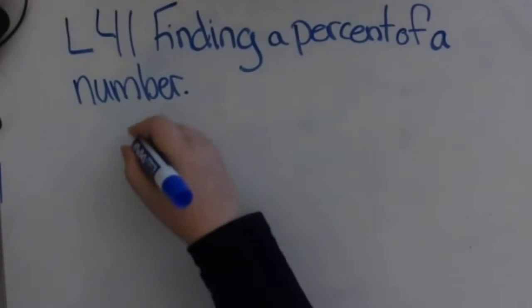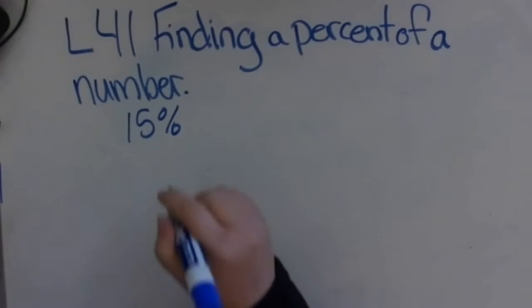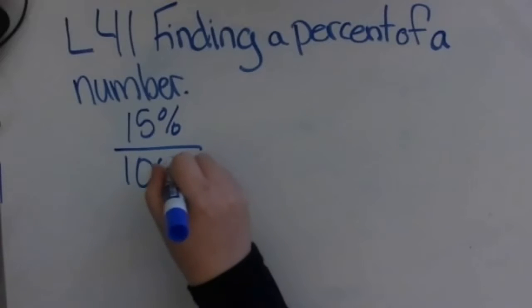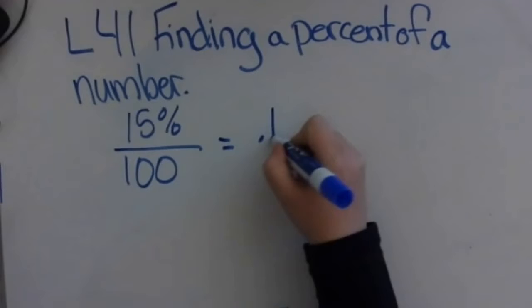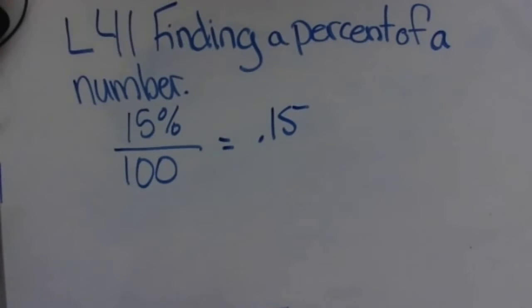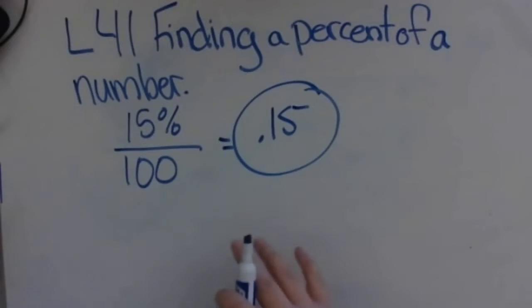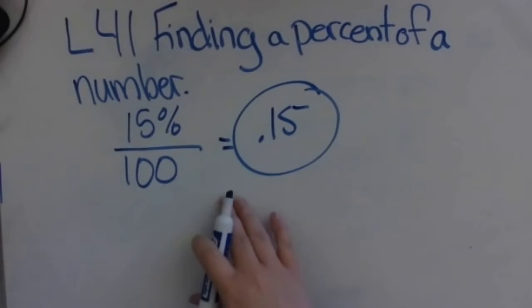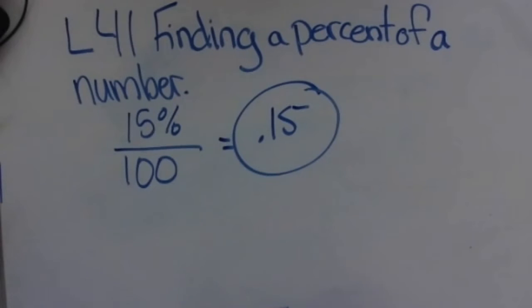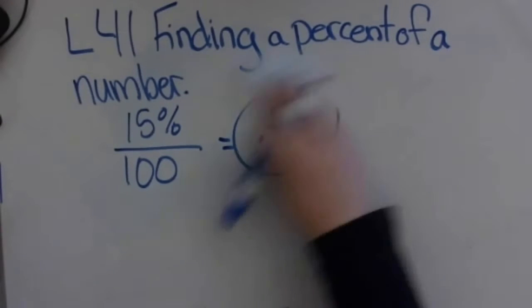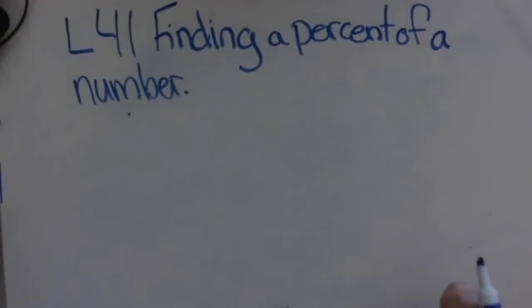So let's say we have 15%. 15% as a fraction is 15 over 100. Now, if we change that into a decimal, that is 15 hundredths. This is the big thing we're going to want when finding percentages of a number, is knowing what this decimal is. Now, before we fully get into that, the lesson wants us to go over and remind ourselves how to reduce fractions.